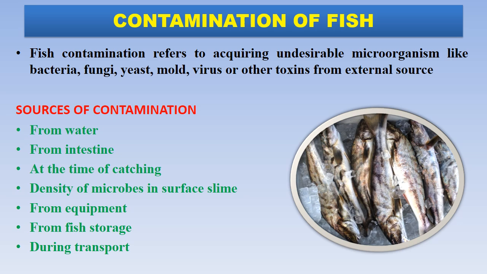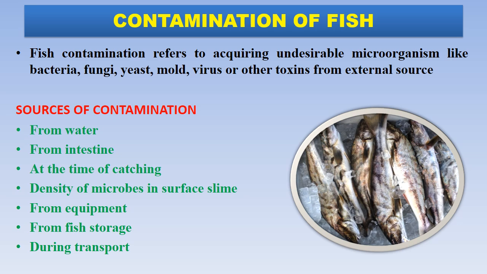Before we discuss the spoilage of fish, let us understand the contamination of fish. Contamination means microorganisms coming to the fish, either from the intestine or from different outside sources. So when bacteria reach the fish or the flesh of fish from other sources, that can be considered contamination. Contamination means mostly different kinds of microorganisms like bacteria, fungi, yeast, mold, virus, and also toxins or other toxic substances.